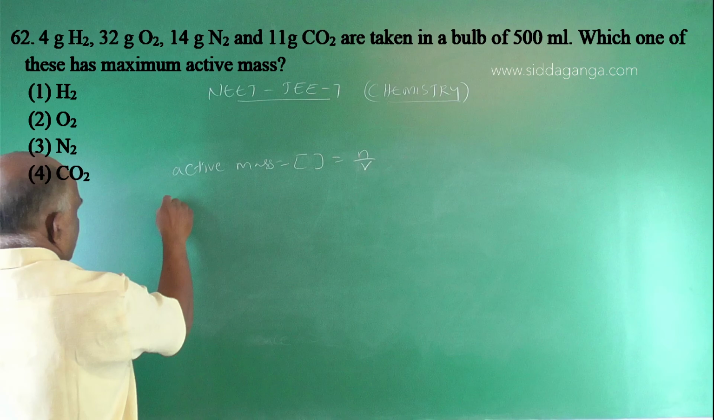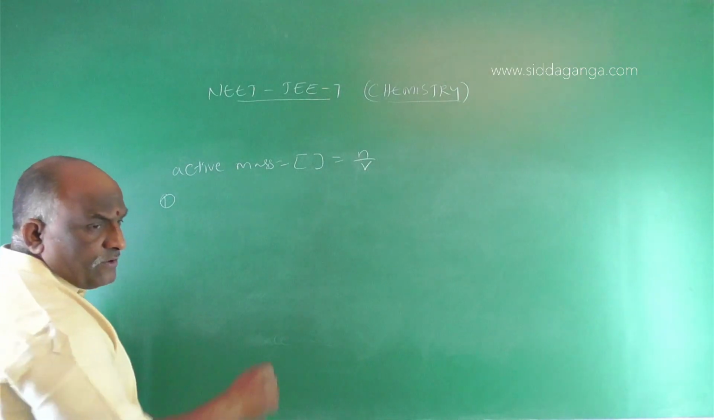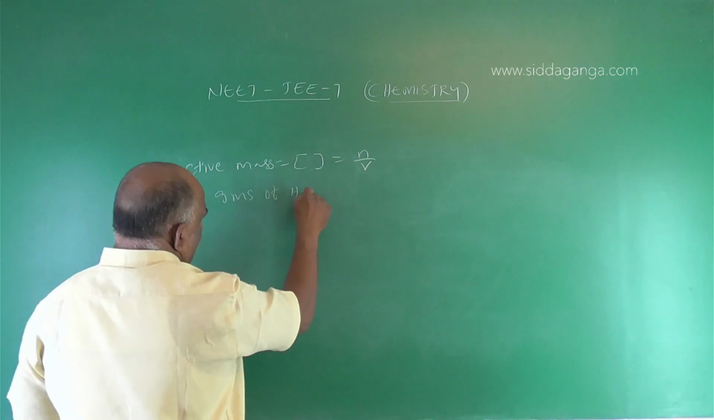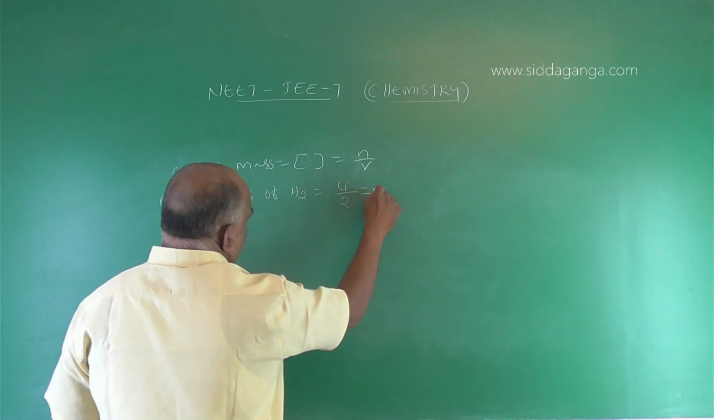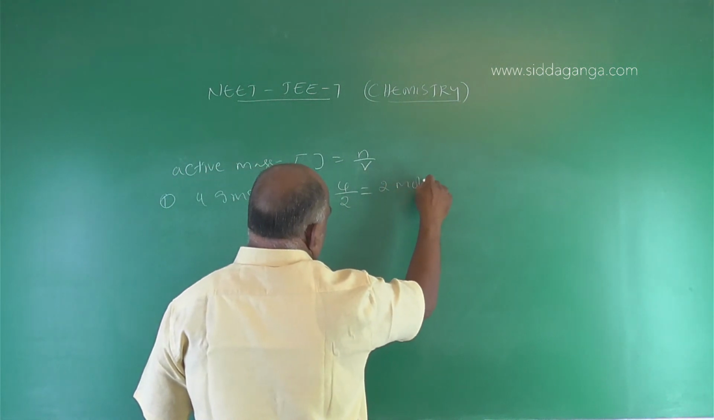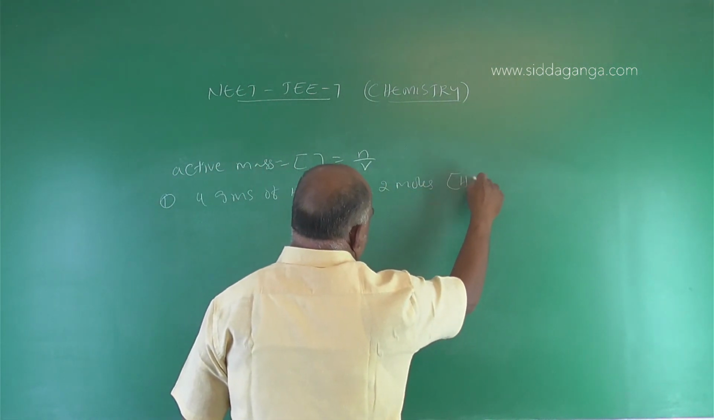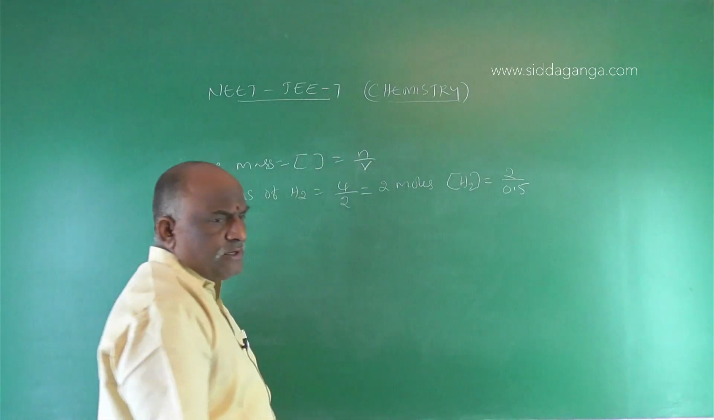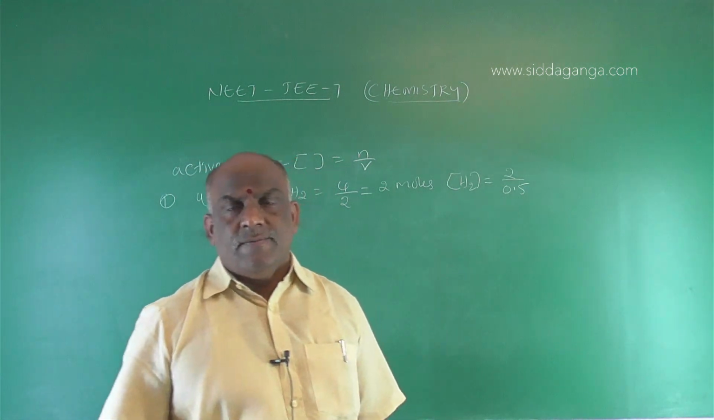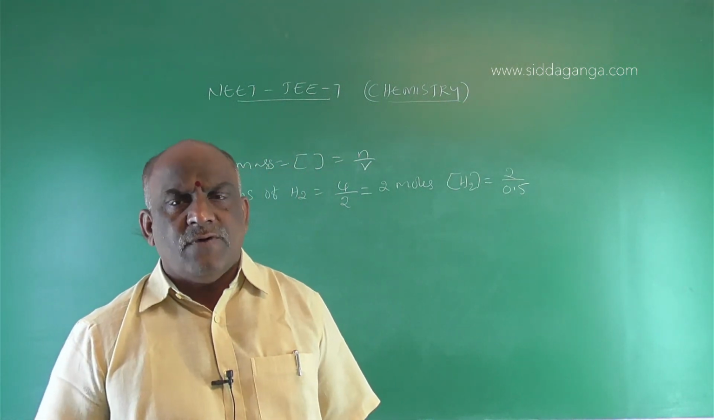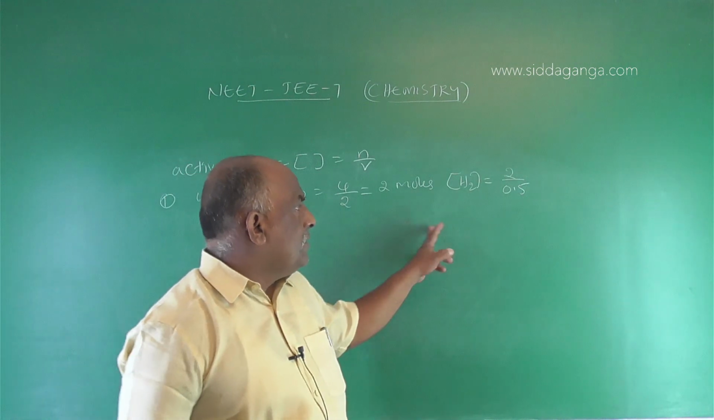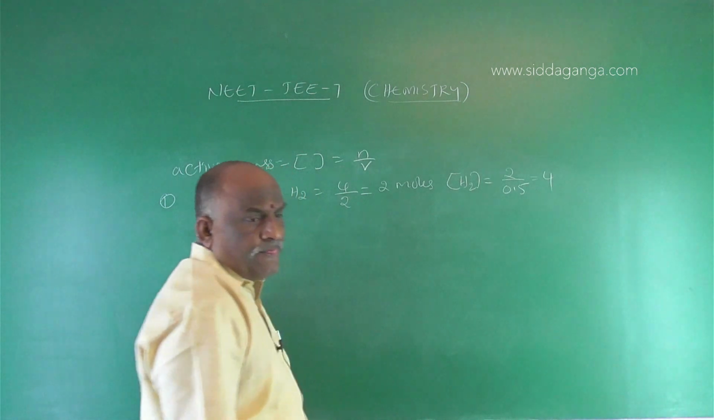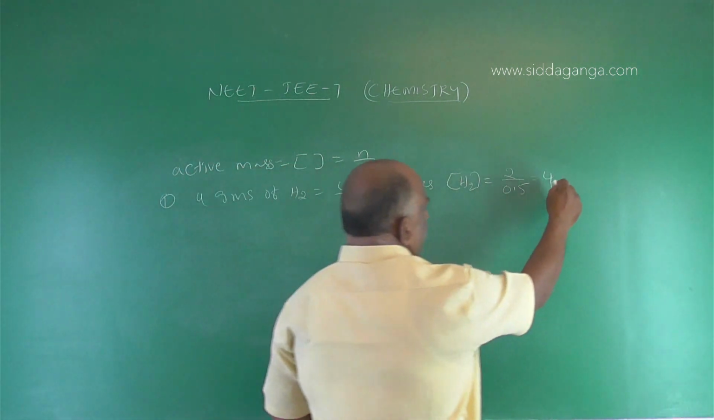We should go with option 1, which is 4 grams of H2. 4 grams of H2 is 4 by 2, which is 2 moles. So the active mass of H2 is 2 by 0.5. Why 2 by 0.5? Because the volume is 500 ml, and converting 500 ml into liters gives 0.5. Then the answer is 4 mole per liter.